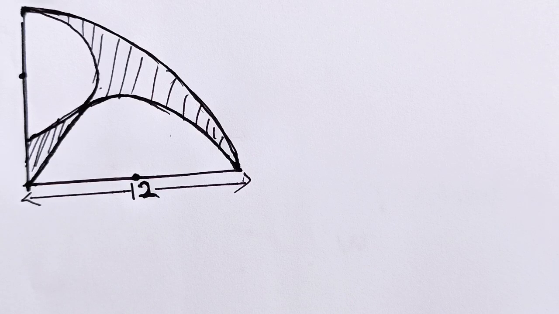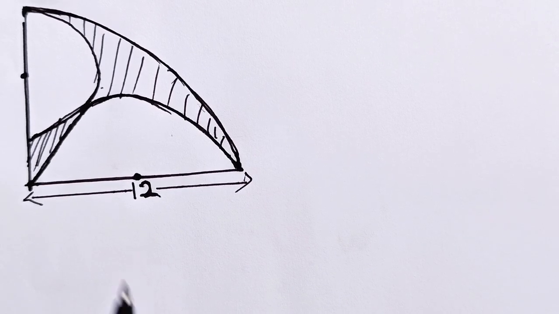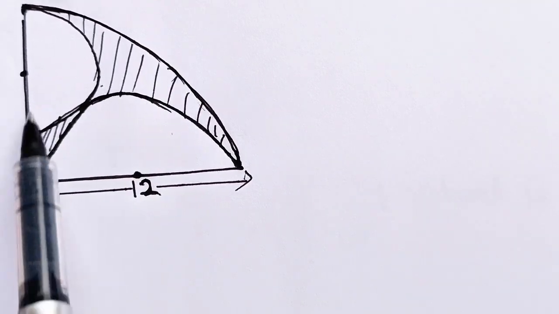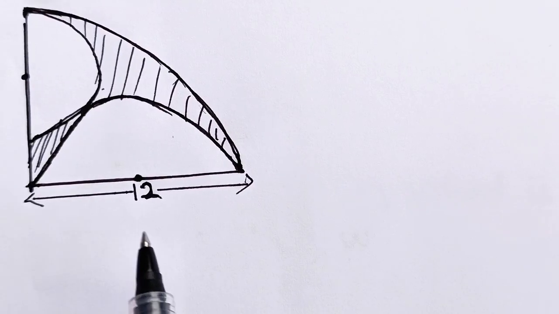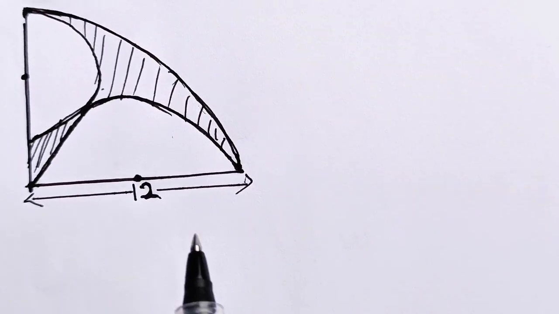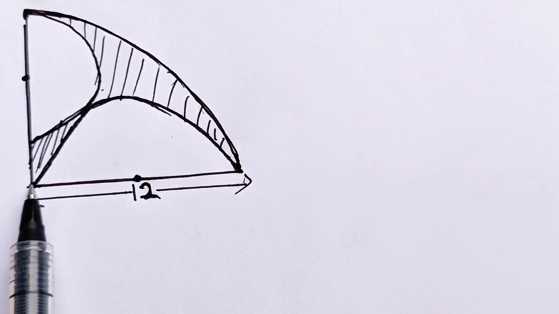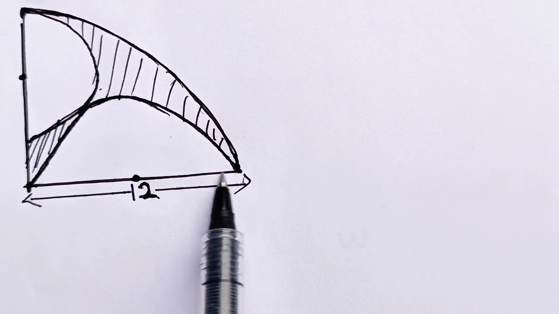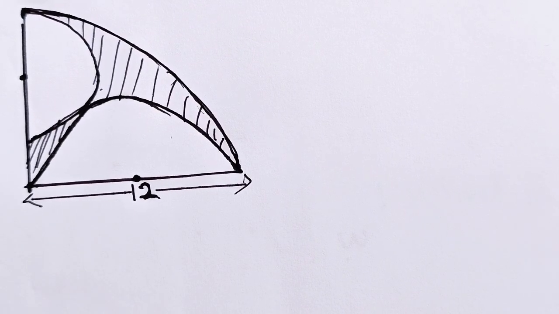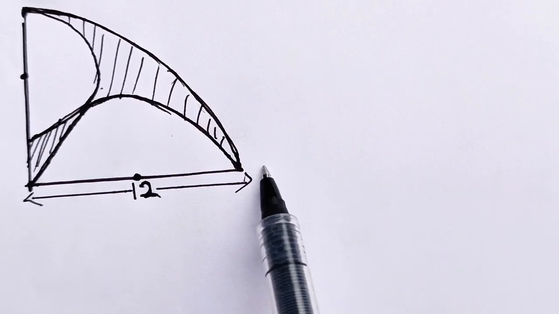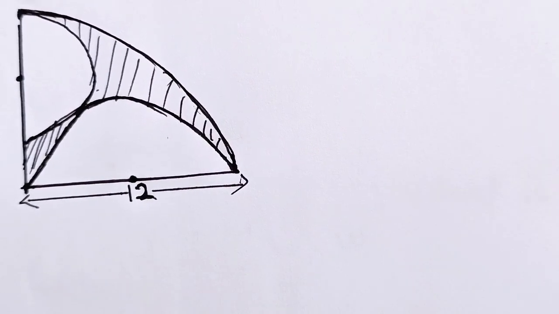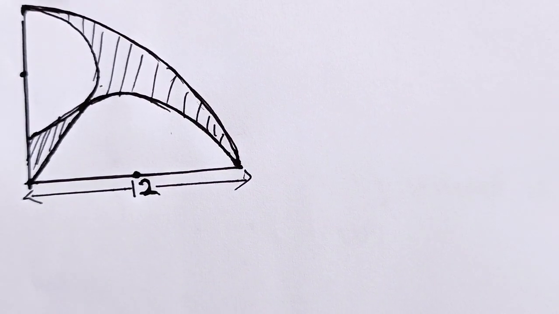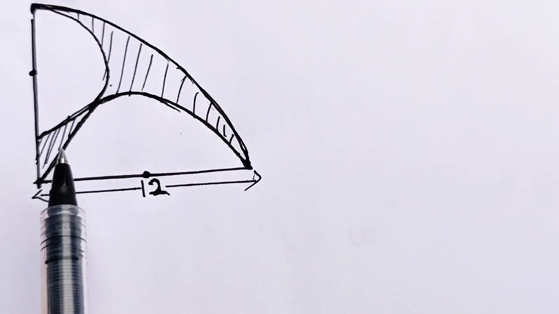Today we are asked to find the area of the shaded portion. Now this is a quadrant, meaning that this is 1/4 of a circle, and from here to here is 12 units, and this is also equal to the radius of the quadrant or the radius of the circle. The question says we should find the area of the shaded portion.